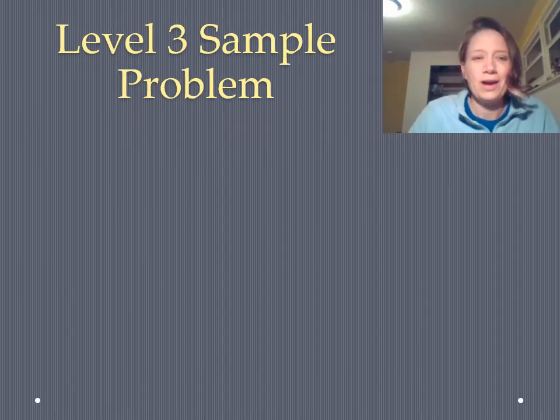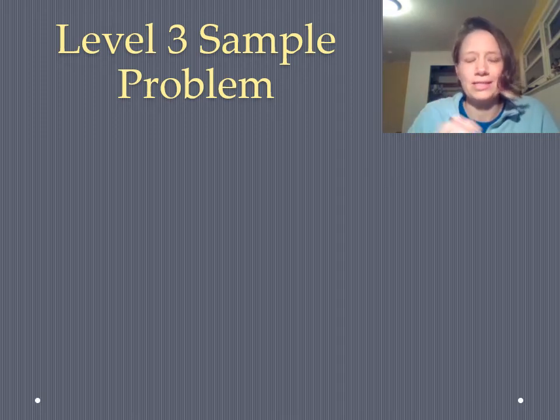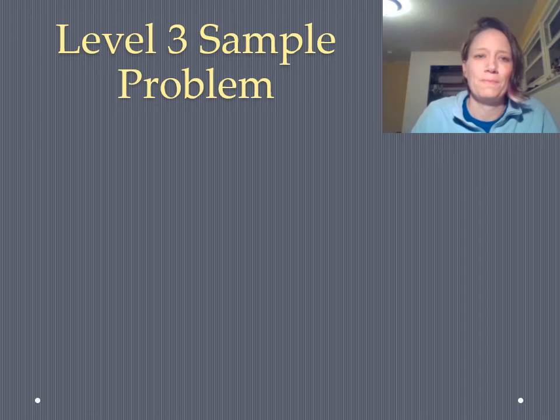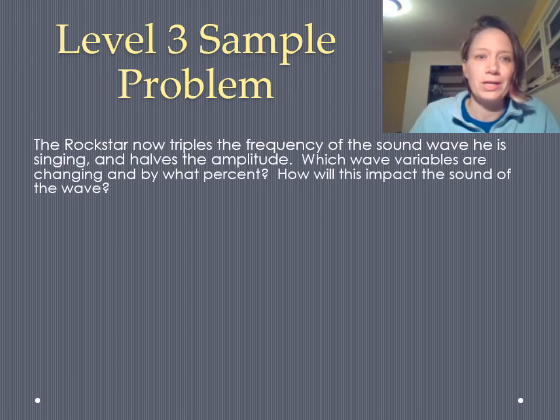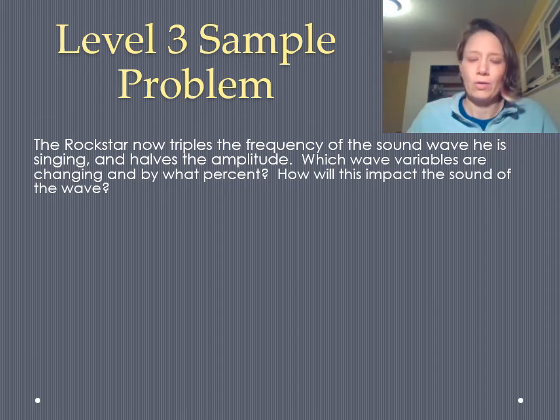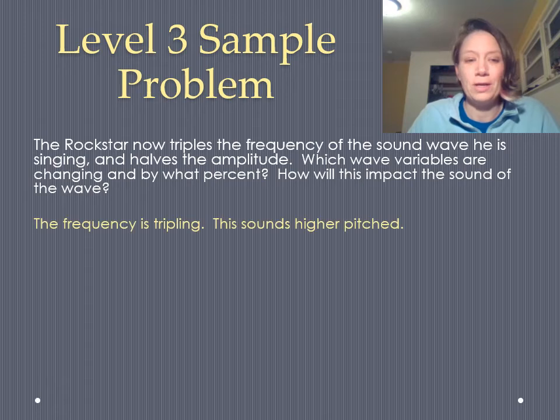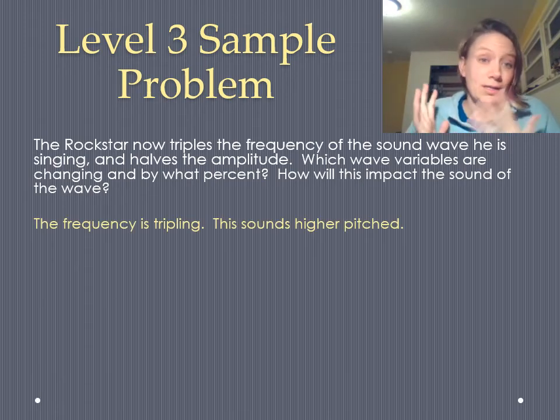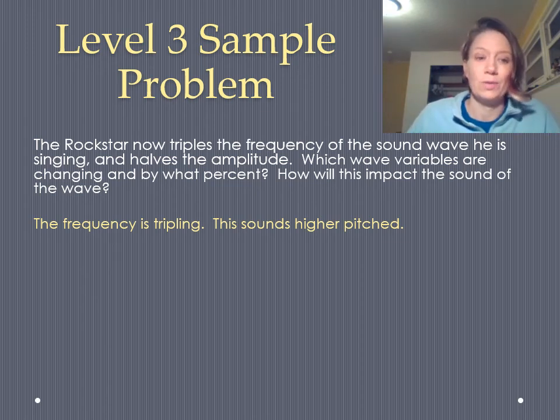So in addition to asking you to do some calculations with the wave equation, we'll also ask you to be able to explain things conceptually and talk about how the wave variables impact each other with relationships. If the rock star, for example, triples the frequency of the sound he was singing and halves the amplitude, we could ask you which wave variables would be changing and which ones would not, and how that would impact the sound of the wave you'd be hearing. So when the frequency is tripling, by itself, that tells me that we're going to be hearing a higher pitch sound. Higher frequency sounds sound higher to the human ear.